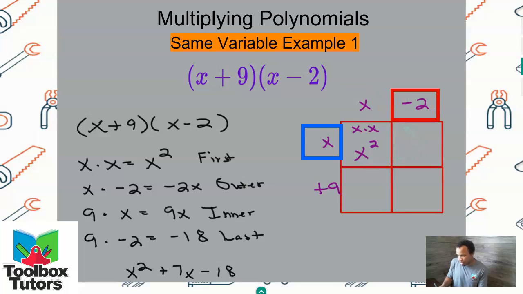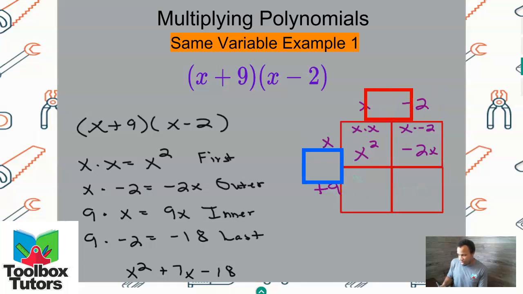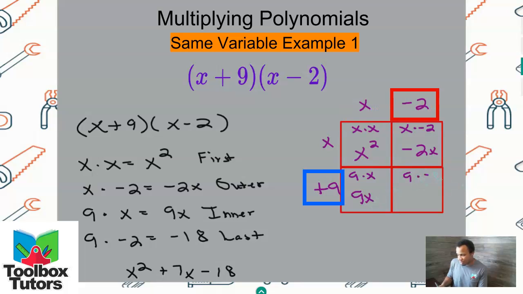Next, in this box to the right, we have x and negative 2 meeting. So x times negative 2 gives you negative 2x. In this box right here below, we have 9 times x. That would give you 9x. And our last box, we have 9 times negative 2. 9 times negative 2 would give us negative 18.